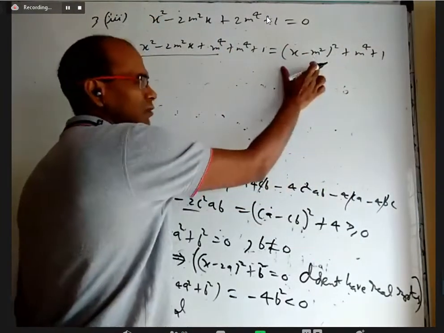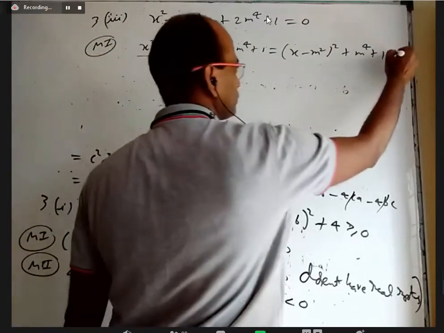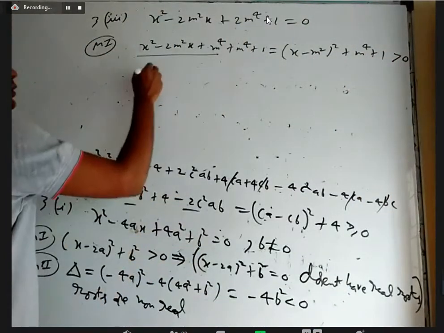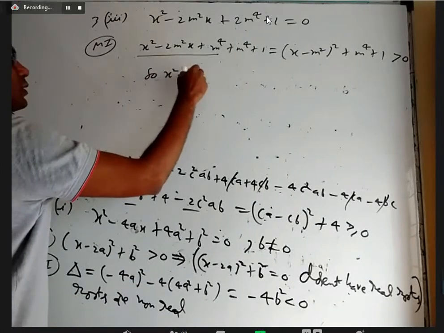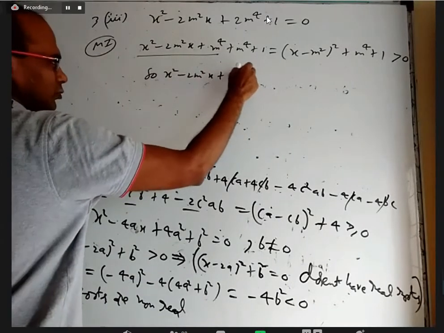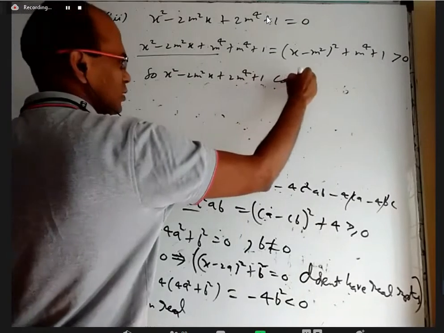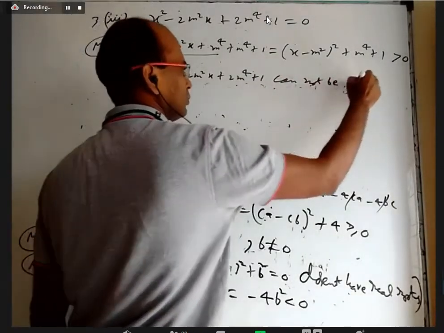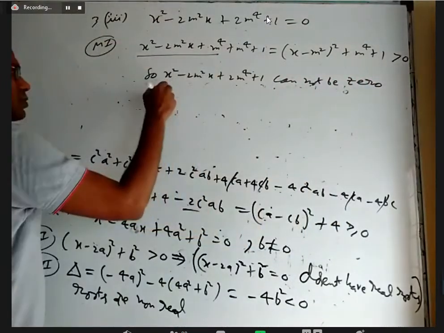This is always greater than or equal to 0, plus 1, so this is greater than 0. So x square minus 2m square x plus 2m power 4 plus 1 cannot be 0 for any value of x.